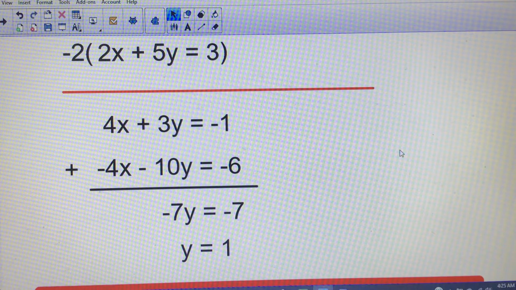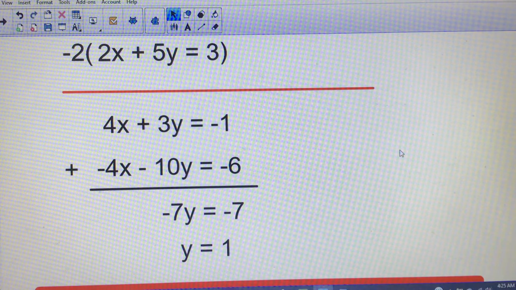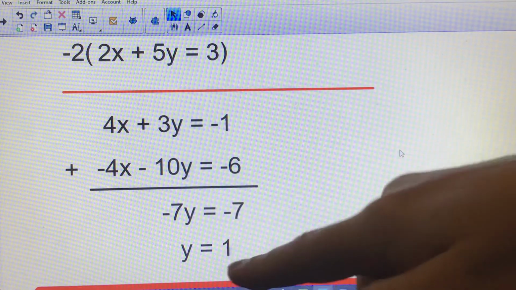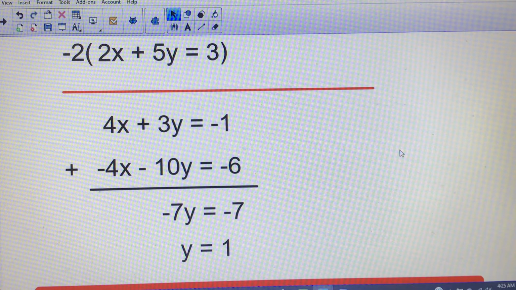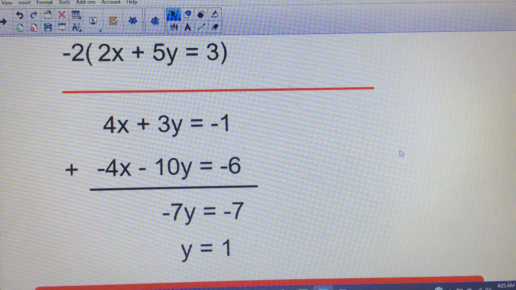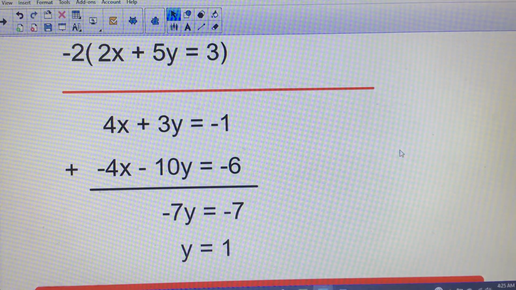The problem is I need both variables. So once you get one of the variables, that y is 1, you can do what's called back substitution and basically use this in one of the original equations. You can actually use it in any equation, but it helps to use the originals because if you make a mistake somewhere, you don't want to use one of the equations you might have made an error on. So I'm going to go back to one of the original equations and use that y is 1.